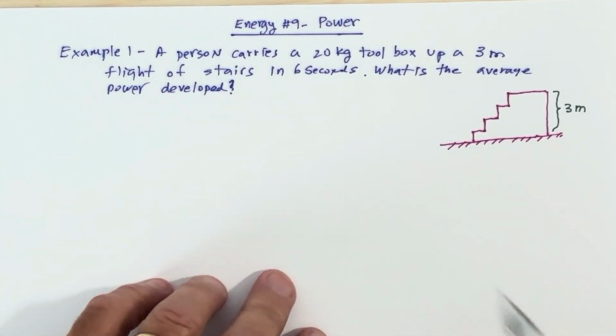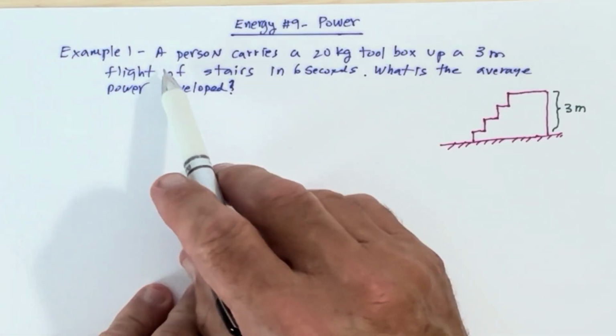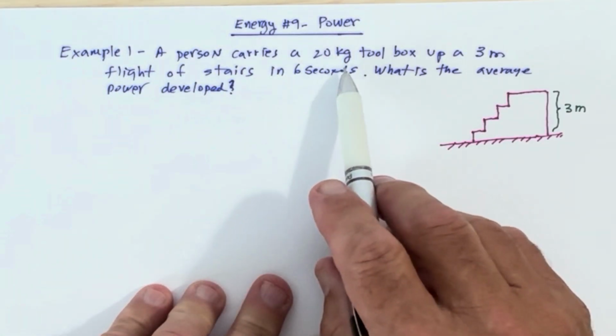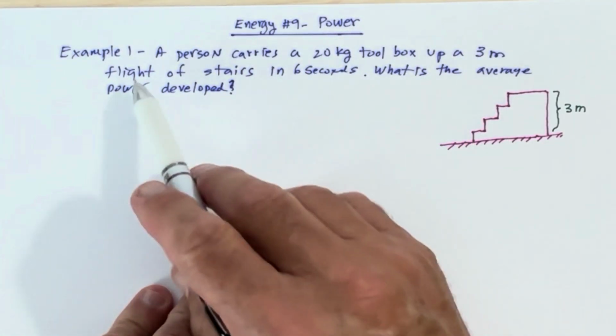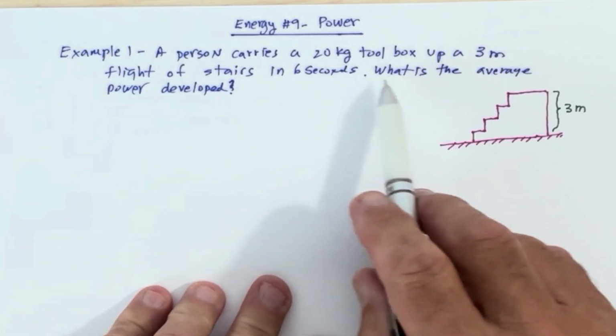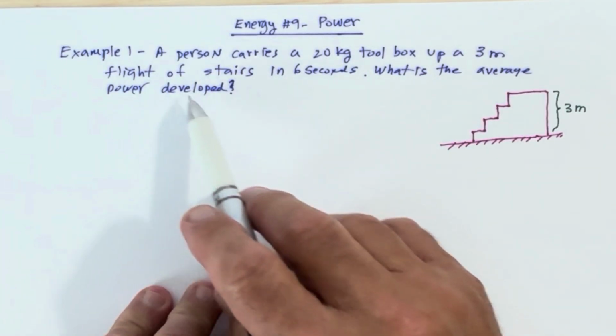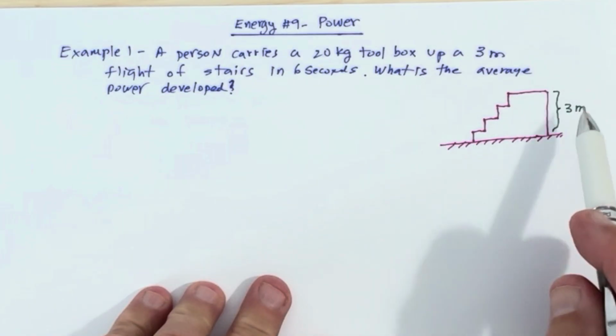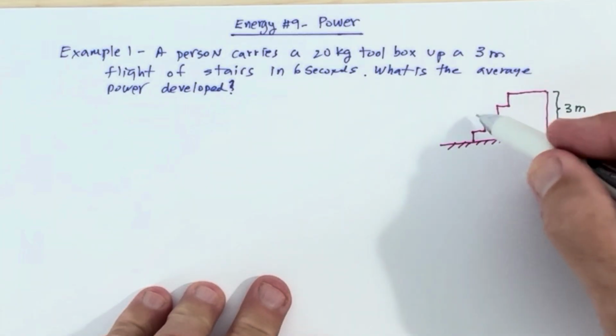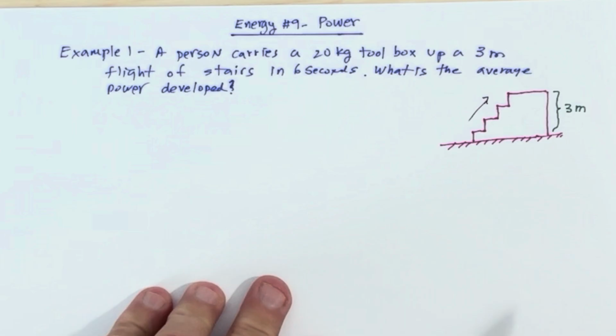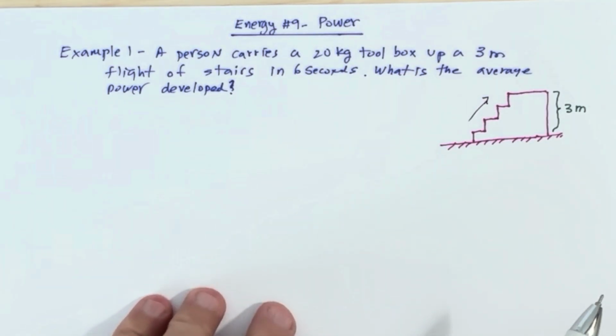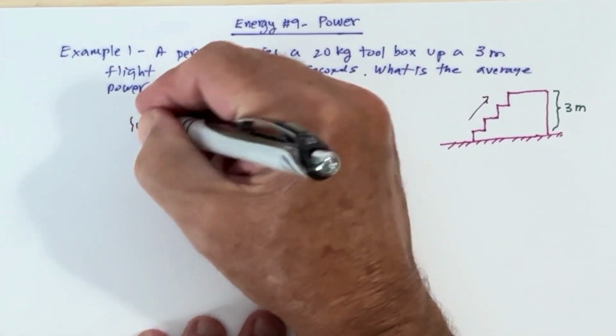All right, let's look at an example. Example 1. A person carries a 20-kilogram toolbox up a 3-meter flight of stairs in 6 seconds. What is the average power developed? So here's our stairs. It's 3 meters tall. The person carries the books up. So that's what we're looking at here. Increase in potential energy, we know that. So let's try to figure this out here.